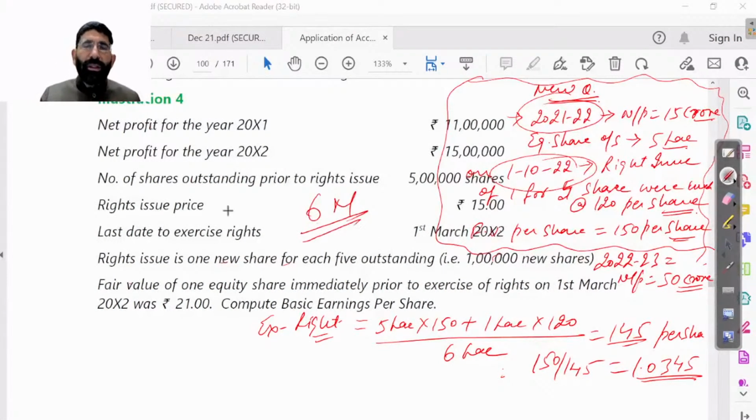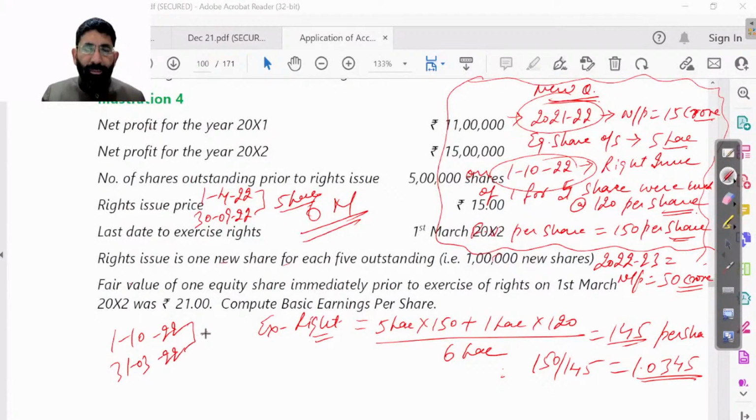Because for the first 6 months, from 1st of April 22 to 30th of September 22, it was 5 lakh shares. And from 1st of October 22 to 31st of March, 6 months, it was 6 lakh shares. So I think this is clear to everyone.